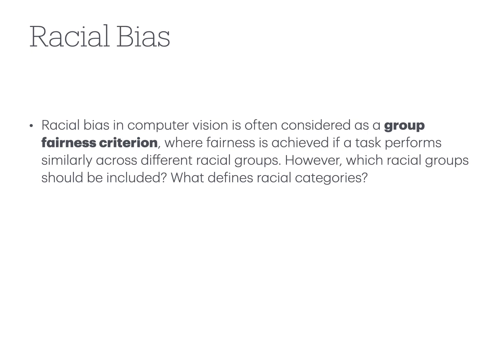In computer vision, addressing racial bias typically involves ensuring that performance metrics are similar across different racial groups. This is known as group fairness. However, this raises important questions. Which racial groups should be included in these assessments? What defines racial categories?